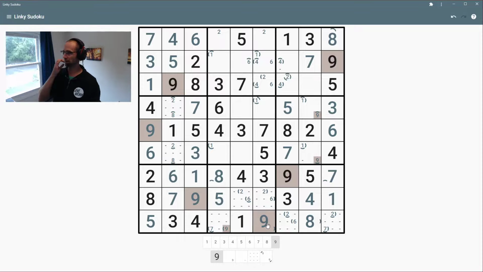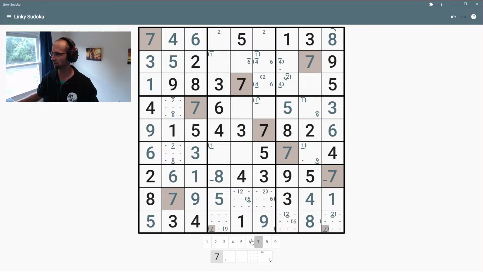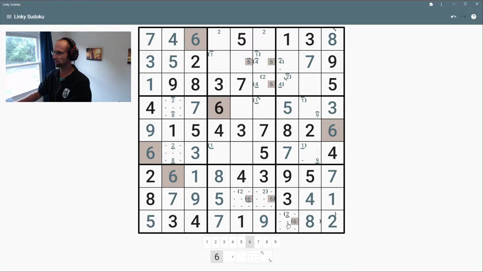So you can see how we did a lot of work putting in all of these notes, but now it all pays off. It's sort of a way to remember all the possibilities and quickly identify what we can fill in next. So that eliminates that 9, leaving only a 7. And that means this cannot be a 7, which leaves only the 2 there. Only the 2 there, and that's the 6.